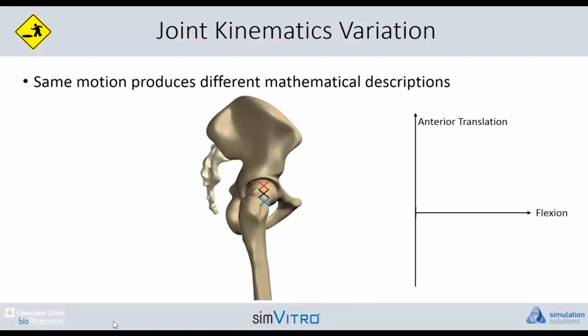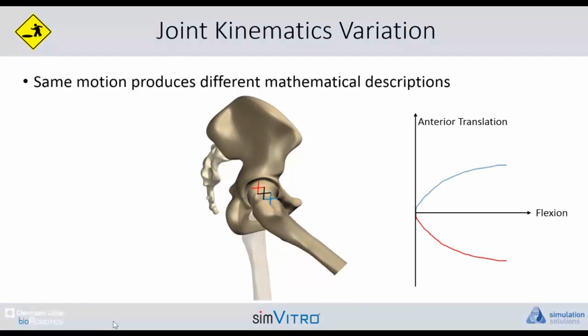So here's the hip, and the black X is the true center of rotation of the hip. But if for some reason, one time I defined this, I placed it at the red X location, or if a different person would place it at a blue X location, and I rotated the hip 45 degrees, I would get two different pieces of data. One would say the hip moved anterior as I flexed it, one would say the hip moved posterior. Both are wrong. It's really the variation in my kinematic definition of my origin.